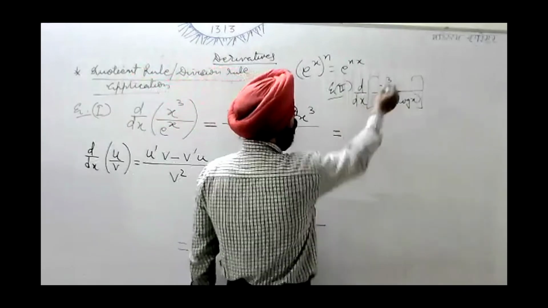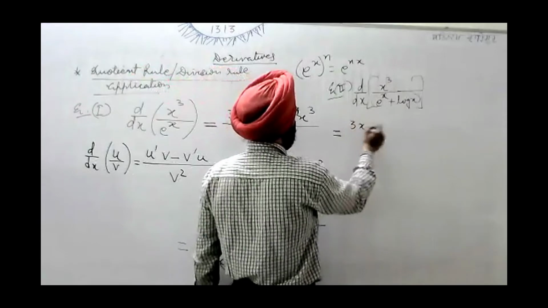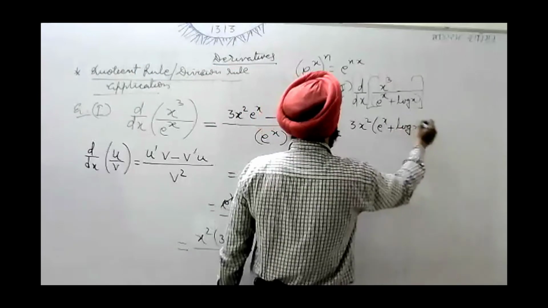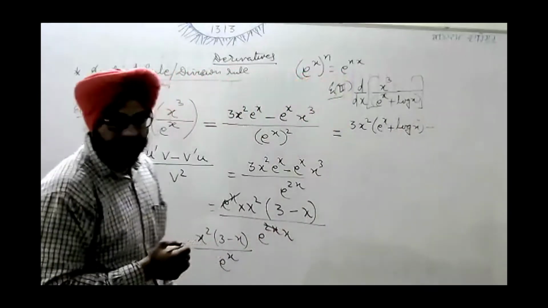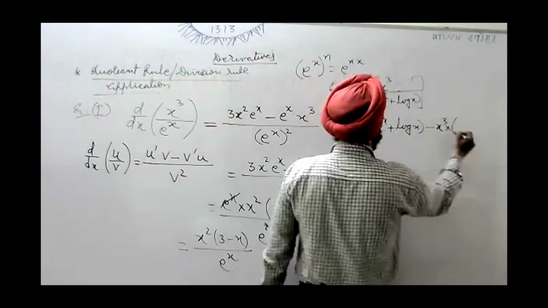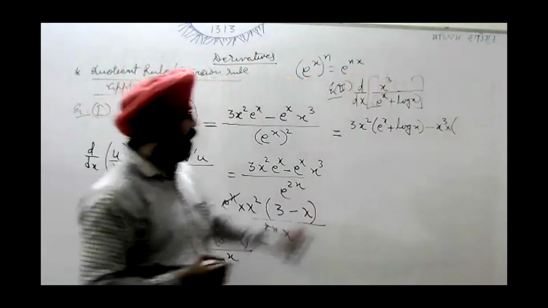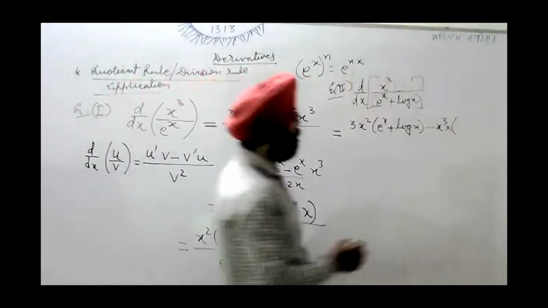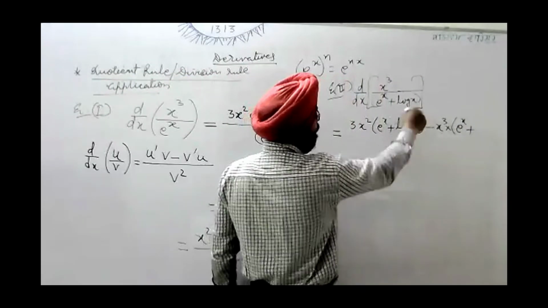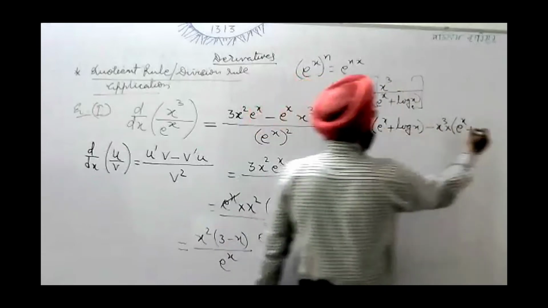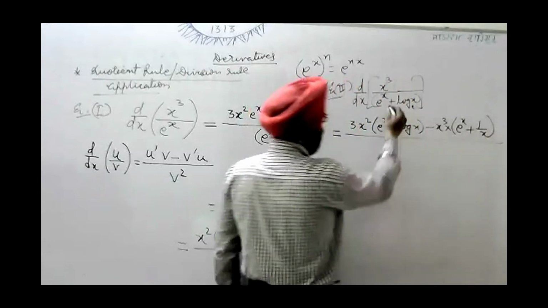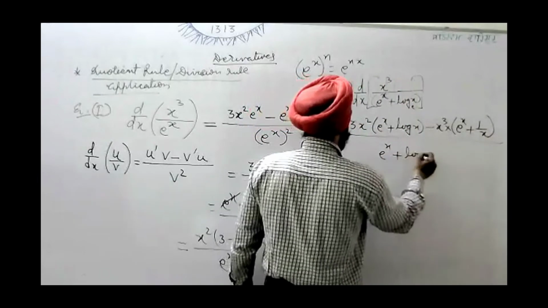Check. Numerator first, so 3x square, denominator as it is, the whole denominator as it is. Minus numerator as it is, into differentiate denominator. The denominator's first term is e raised to the power x, e to the power x plus log x. No base is written, so it is e actually. So its differentiation comes to be 1 by x, upon square of the denominator.